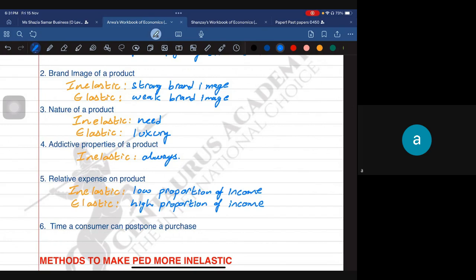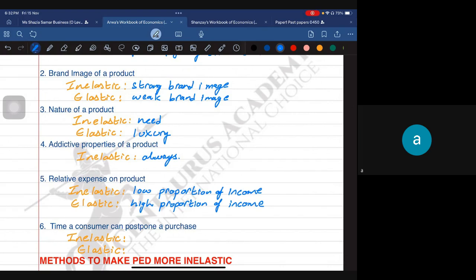Then the last one, the time a consumer can postpone a purchase. This one would be like if they can postpone it for a long time. For example, supermarkets allow credit to consumers, so they can pay later. No, you are not even buying it, you are postponing the purchase. Okay, so if you're fully postponing it, then I think that would make it elastic, and if you're buying at that time, it would be inelastic.